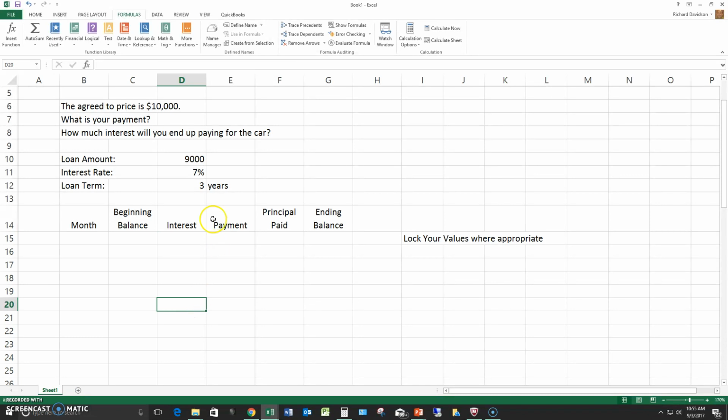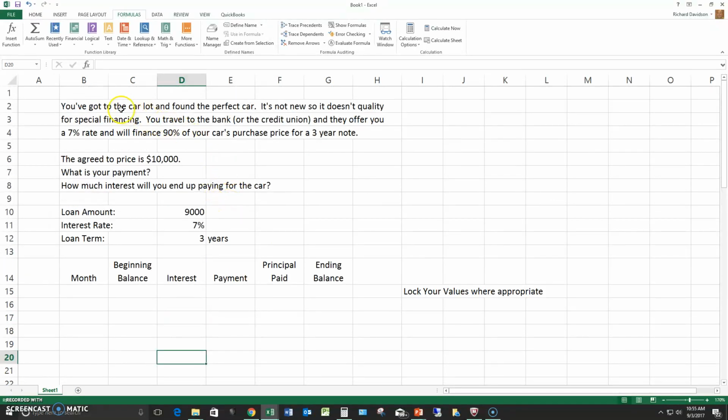create an amortization schedule. So what's happened here is you've gone and found a car that you like. That car is a $10,000 car. Because it's not new, you don't get the trick financing that some new car dealers offer, 0% interest. So you have to go to the bank, or if you're in a certain profession, you may be going to the credit union, and they're going to offer you, in this case, a 7% rate. That's an annual rate, 7% interest a year.